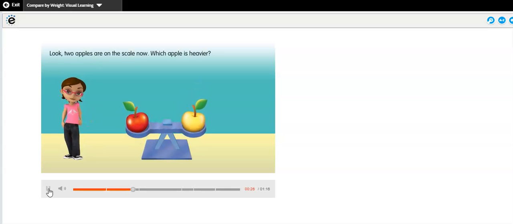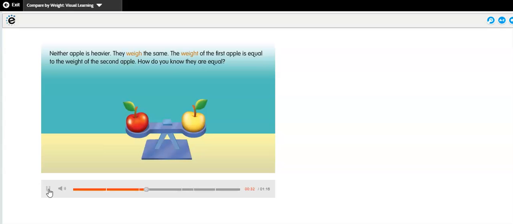Look, 2 apples are on the scale now. Which apple is heavier? All right, so now we have 2 apples on the scale. And if we look, is one of the sides lower? No, both of the sides are the same or level. So neither apple is heavier, they are the same weight or equal weights. Neither apple is heavier. They weigh the same. The weight of the first apple is equal to the weight of the second apple. How do you know they are equal? Neither side of the scale is down.